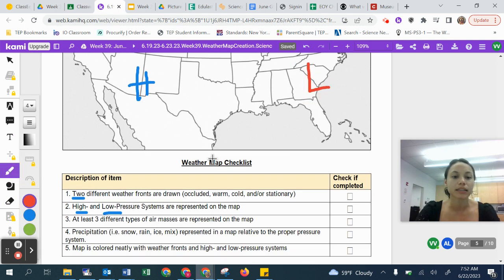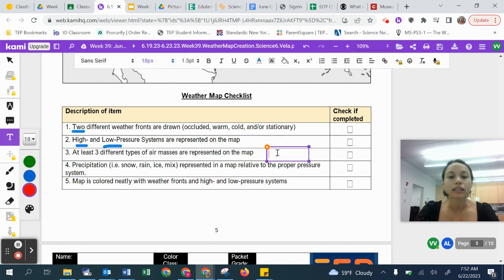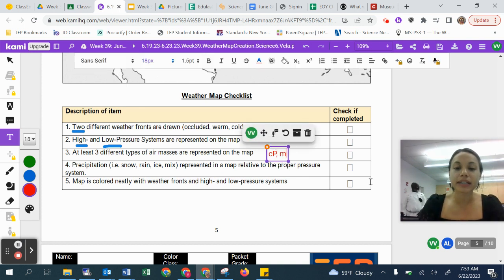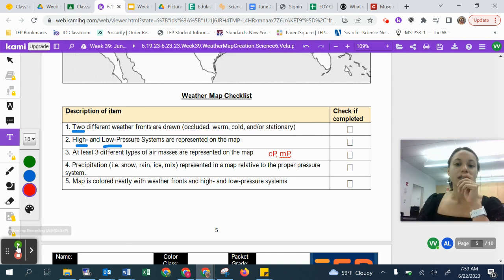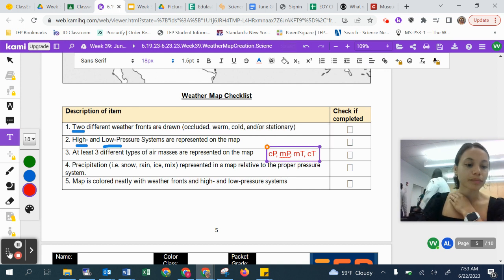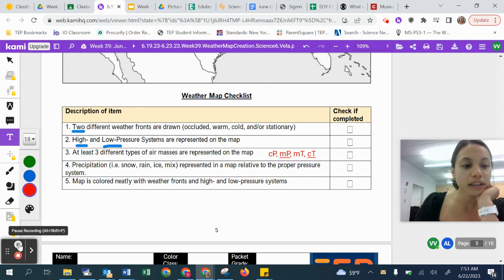Awesome. Then for number three, at least three different types of air masses are represented on the map. Types of air masses include continental polar. You can do maritime polar. You can do maritime tropical. And you can do continental tropical. Okay. Awesome. Sorry for the disruptions, guys. But yes, you can do any one of these.